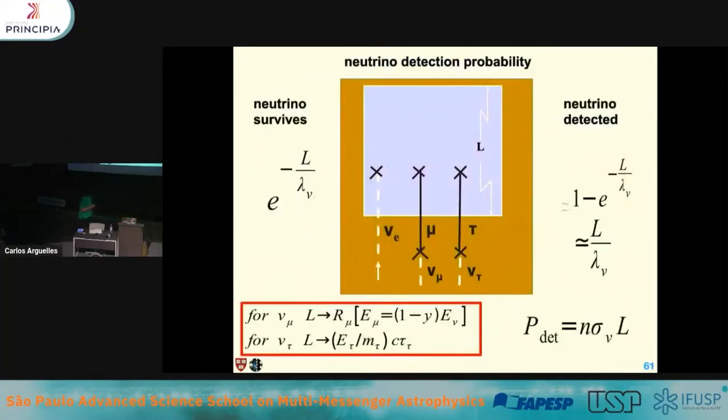So tomorrow, I want to talk about how long muons and electron taus can go through. We'll talk about muon ranges and muon losses, and how we reconstruct neutrino events. Thank you. See you tomorrow.